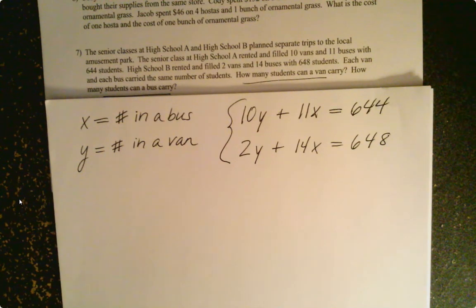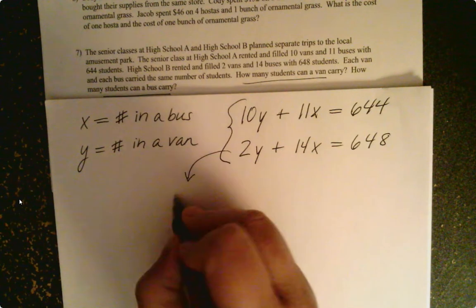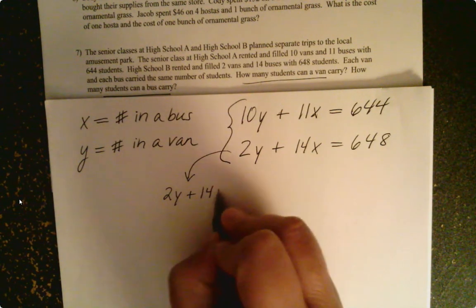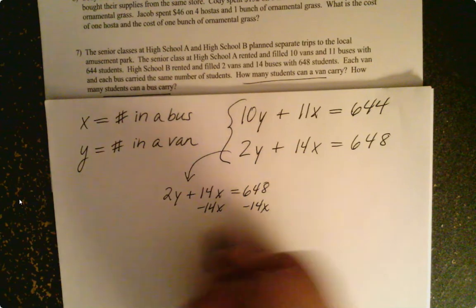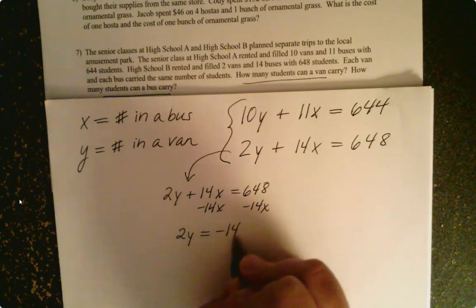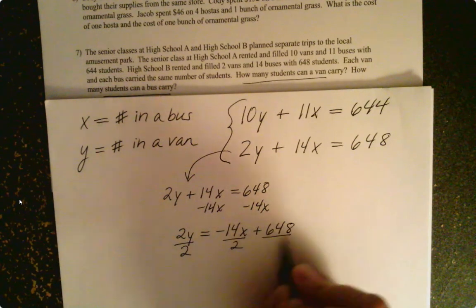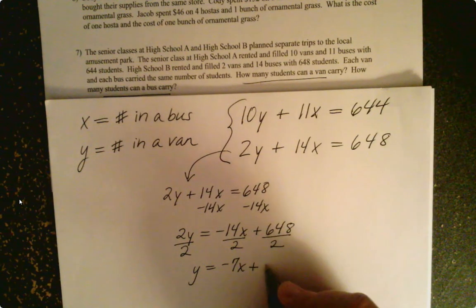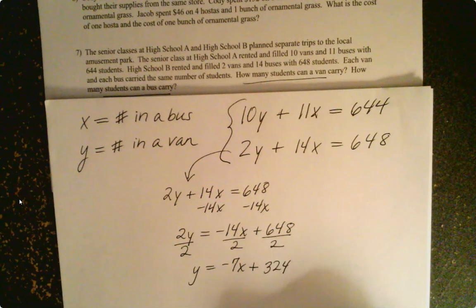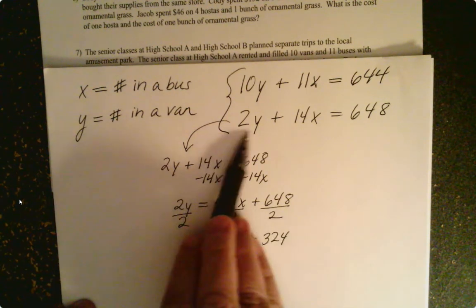You might want to pause and try it. I'm going to do it by substitution. I'm going to take this particular equation and solve it for y. So 2y plus 14x equals 648. Subtract 14x from both sides and I get 2y equals negative 14x plus 648. Divide everything by 2. And y is negative 7x plus 324. Okay? So now I know that y is equal to that. That means in place of y, I can write that, not in the equation I just solved, but in the other one.